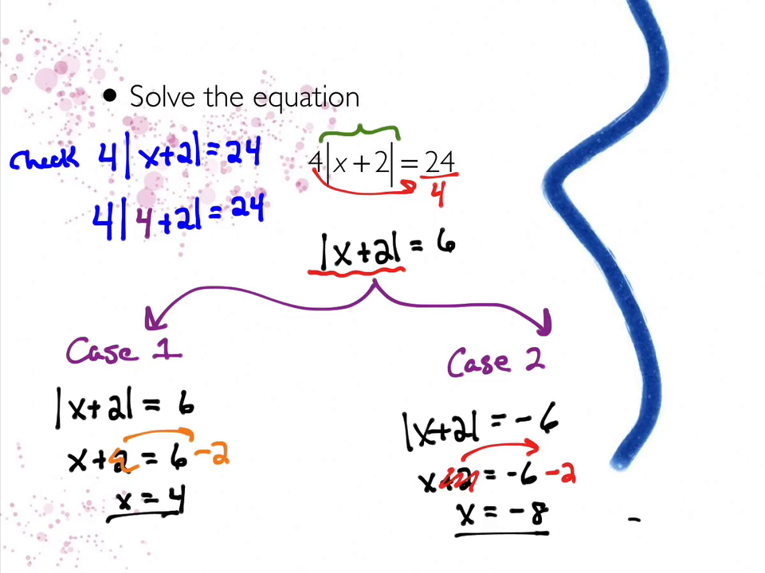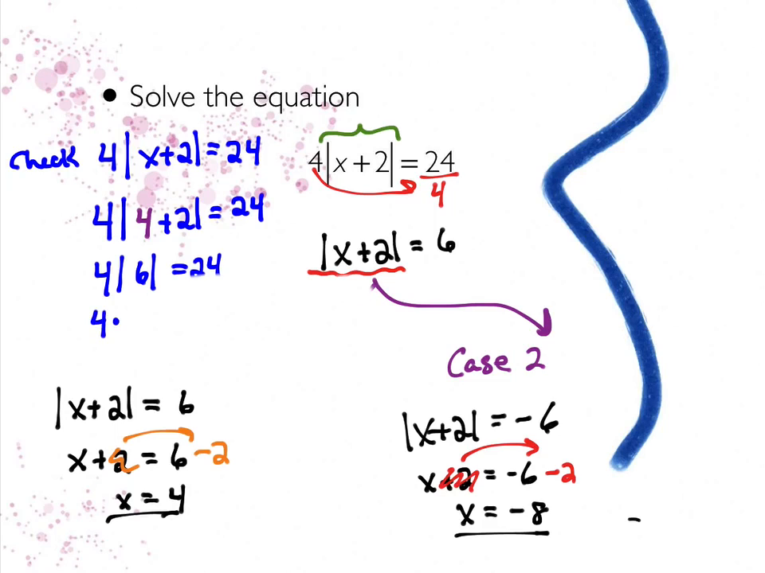Probably going to run out of space here. So now I have 4, and this is going to be 6 equals 24. Well, absolute value of 6 is just 6. So I'm going to have to clean this up just a little bit here, make some room. Get rid of these arrows. So 4 times the absolute value of 6 is going to be 6. Hey, 4 times 6 is 24 equals 24. That's good. Let's check case 2.